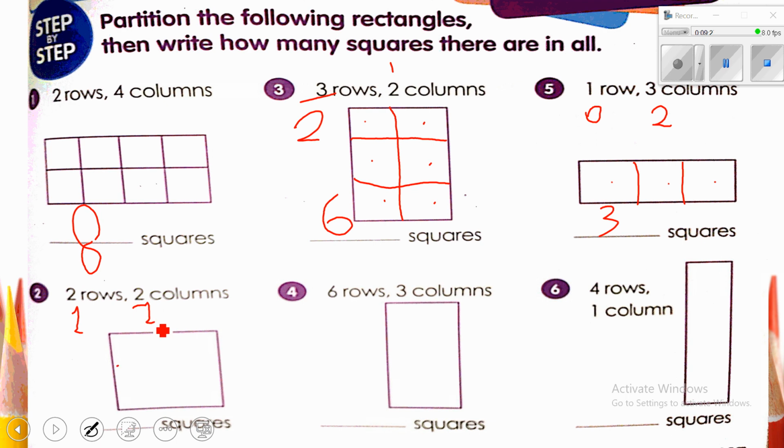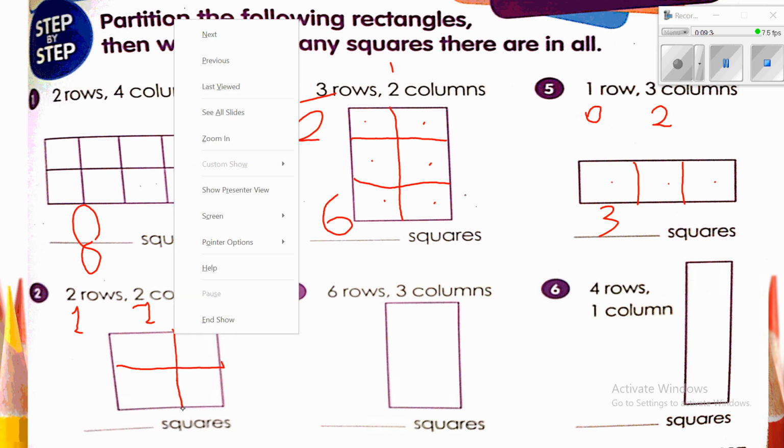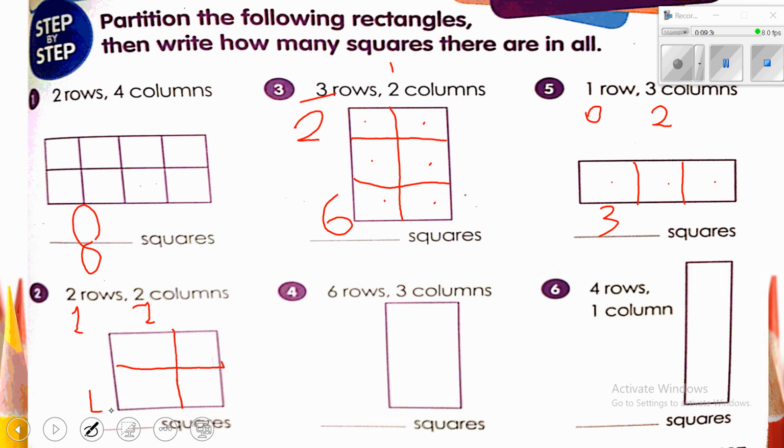I will draw the row, 1 line, and I draw a column, 1 line. So how many squares do I have? 4. Perfect. Draw it again. Okay. Here I have 6 rows. That means 5 lines. 6 minus 1 is 5. And 3 columns. That means 2.